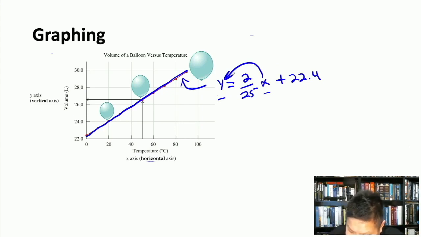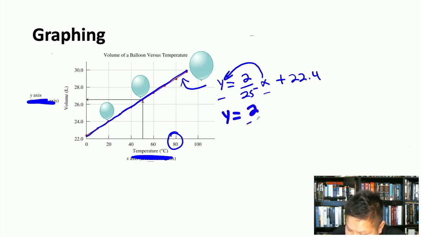let's say we want to know what the number is at 80. What is the volume of the balloon when the temperature is 80 degrees Celsius? Sorry, not the temperature. What is the volume of the balloon at 80 degrees Celsius? We don't know. Let's plug in and see. We want to know what the y is, because that's the volume.